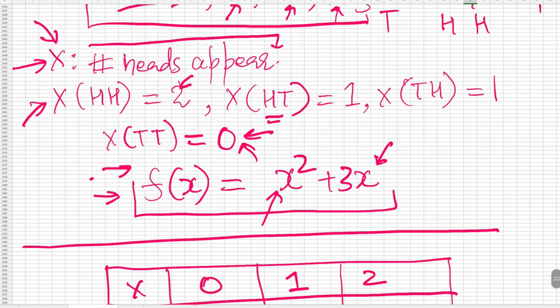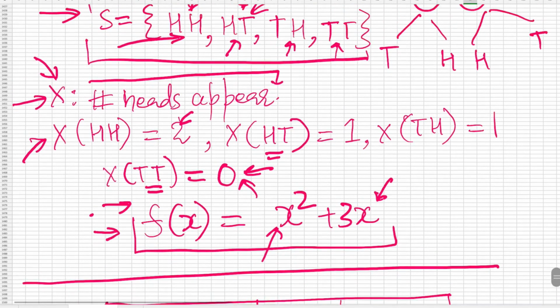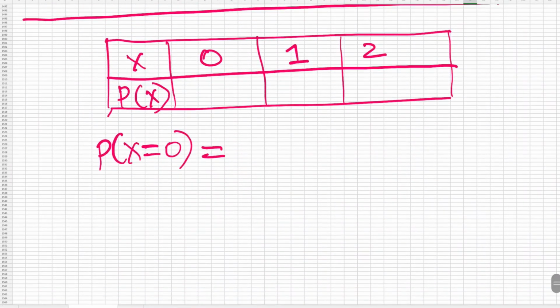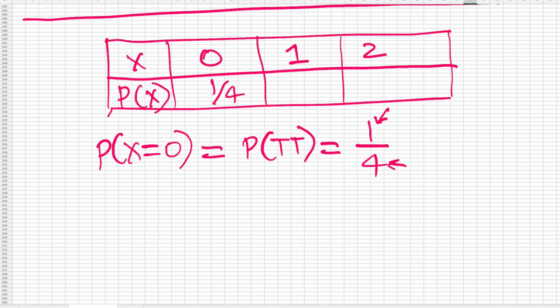For 0 we have only TT, right? And once again, for this sample space the favorable outcome for x equals 0 is TT, and the probability of TT only for this sample space is 1 by 4, because favorable outcomes divided by total number of outcomes. So we have 1 by 4 for x equals 0. We can write it here, 1 by 4.